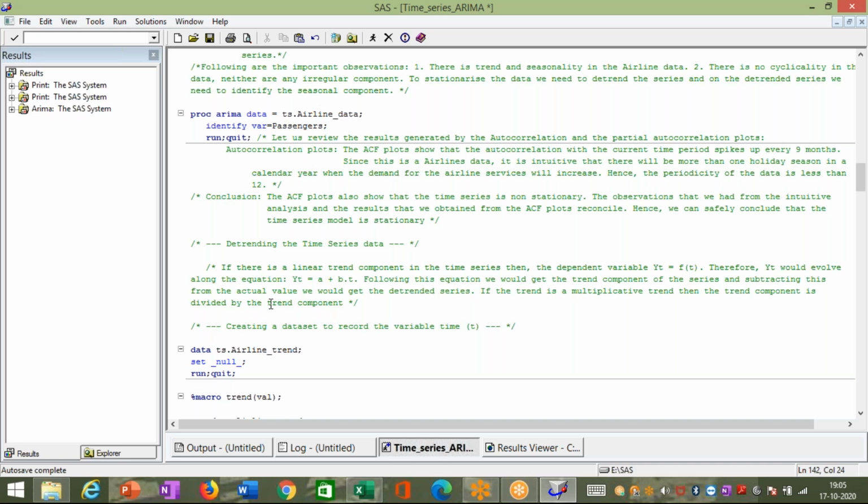Right? So over here, what I am trying to see is that if I can remove this variation of the value of yt which is solely being driven by time, then yt is equal to a plus bt.